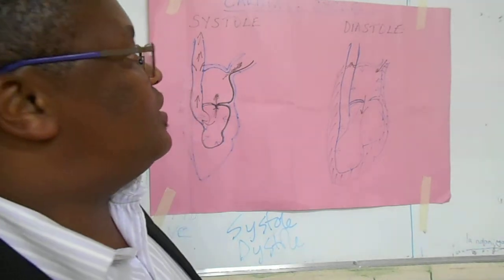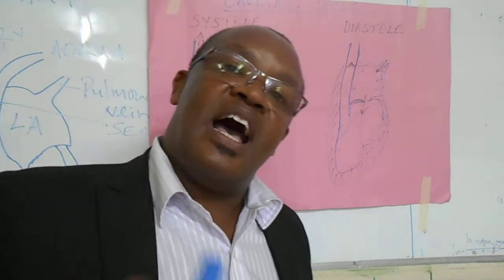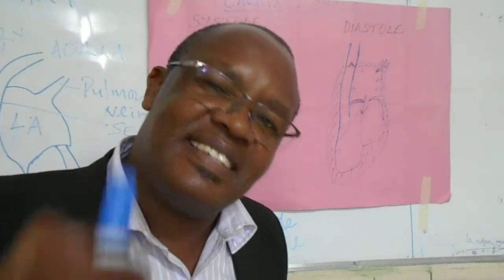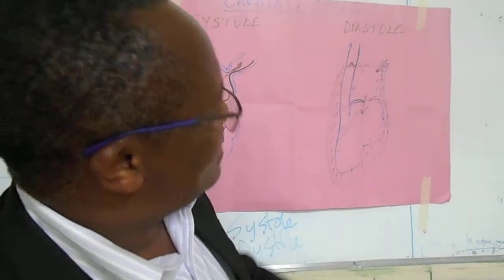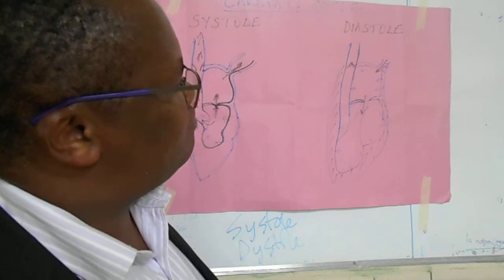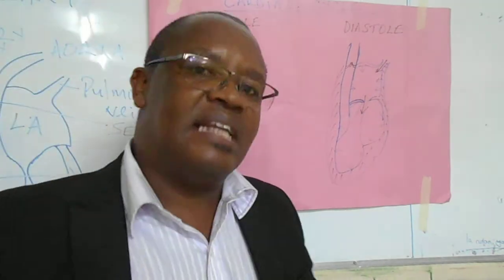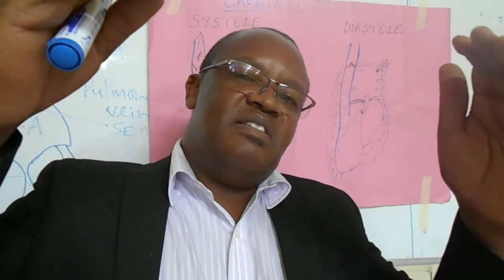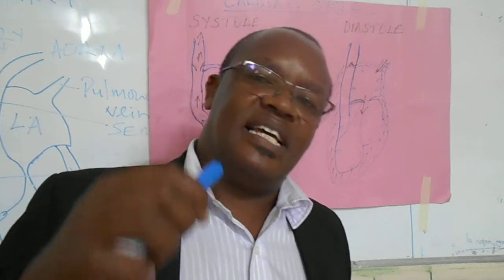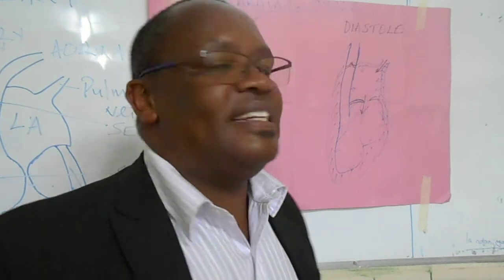Something else that happens during diastole is that the thin auricular walls, or the walls of the auricles, contract slightly to push the blood from the auricles to the ventricles. And when all these things happen, the blood moves from the auricles to the ventricles. And that takes us to the end of the second phase, that is the diastole.